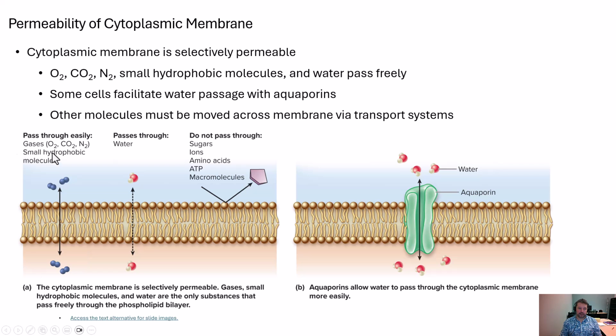So again, gases tend to pass fairly easily through the membrane. Small hydrophobic molecules will pass through, because a lot of the interaction happens here with these hydrophobic fatty acid tails. Hydrophilic molecules typically can't get through the hydrophobic region, so they don't make it through. And then, of course, large molecules, macromolecules, even ATP, amino acids, these other things, they don't make it, and charged molecules don't make it through either.